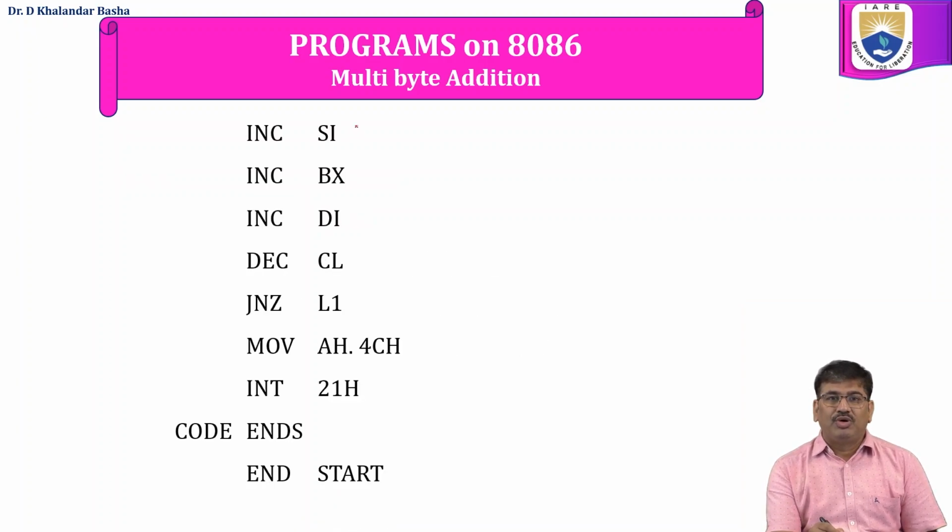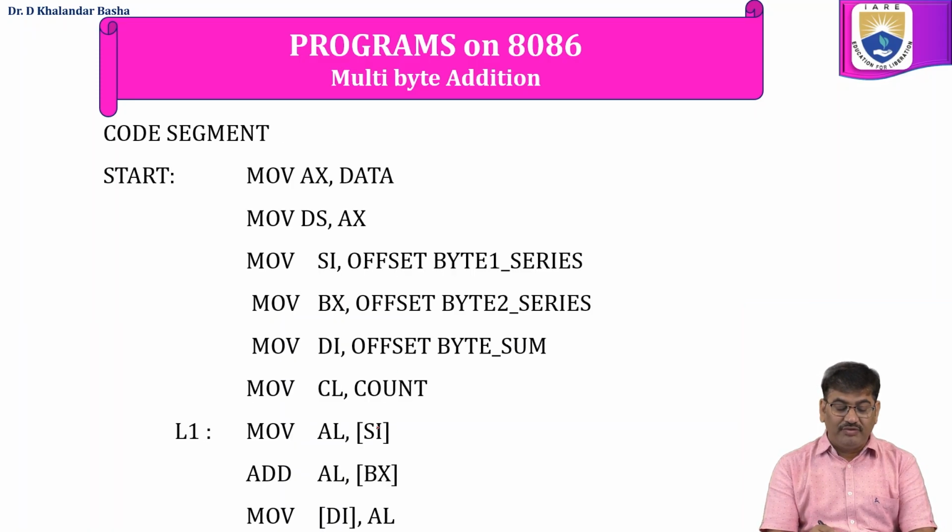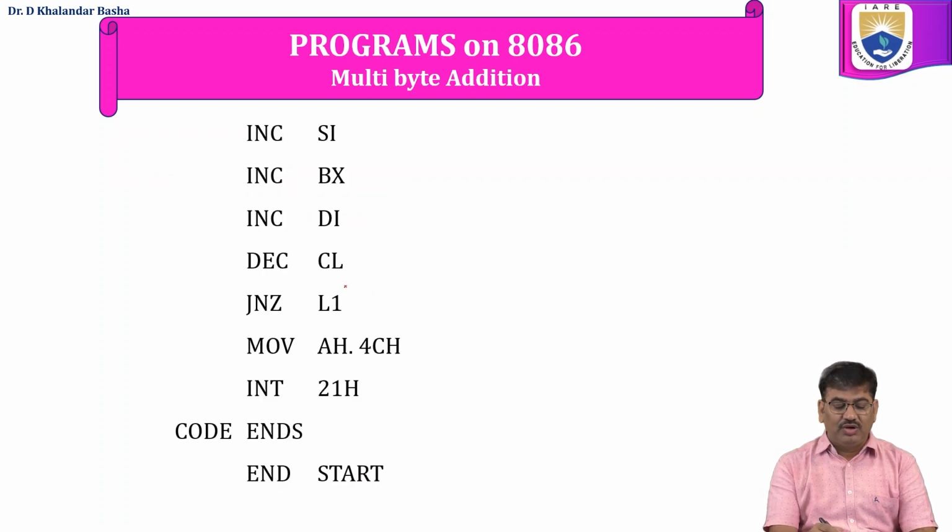To advance to the next memory location, increment SI, increment BX, increment DI. This is for data 1, data 2 and this is for the sum. As one iteration is done, we decrement CL. If the CL content is non-zero, go to label L1. In label L1 we write the instruction for fetching the data. So this loop from L1 to JNZ will be repeated depending upon the count specified in the CL register. In the example, we consider the CL content as 4 bytes, that is CL equals 04.